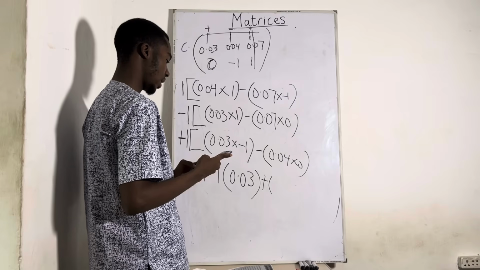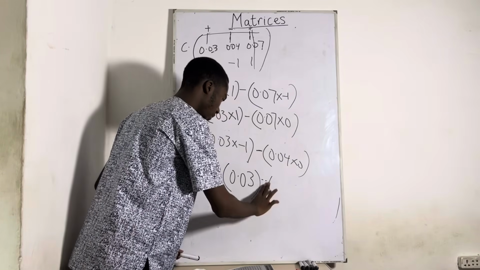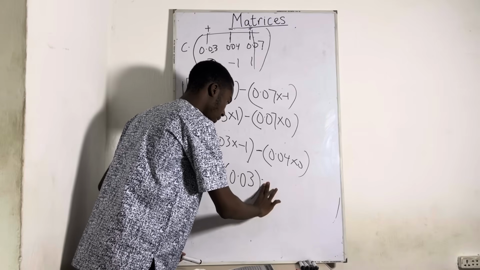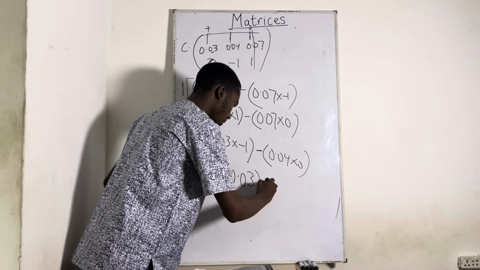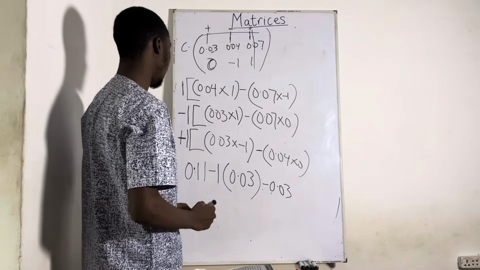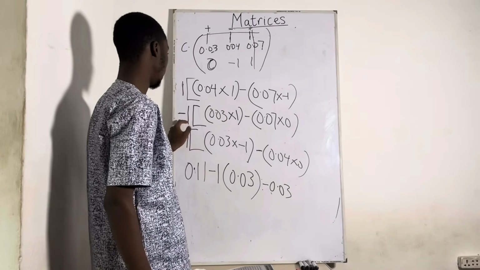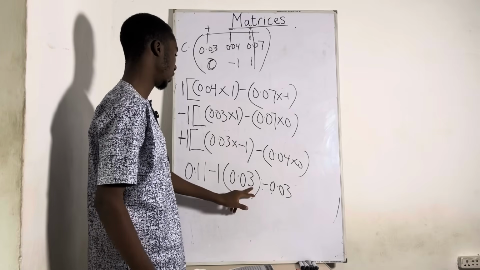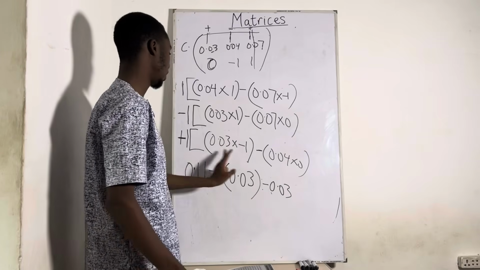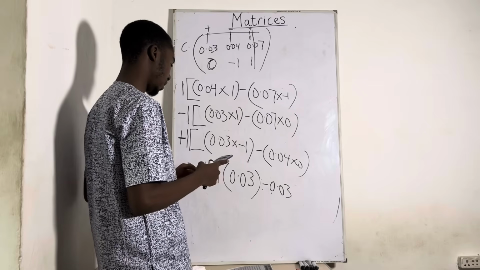You are getting negative 0.03. So it's not going to be positive again. So negative 0.03. You get it. So you are getting 0.11, which is for this part, minus 1 into bracket 0.03, then minus all this part 0.03. So you punch it on the calculator, then let's see our final answer.